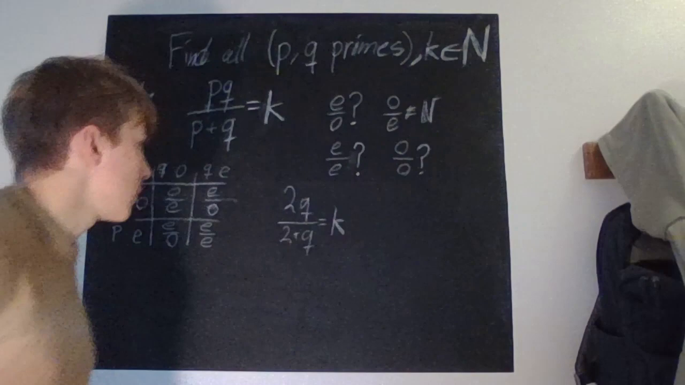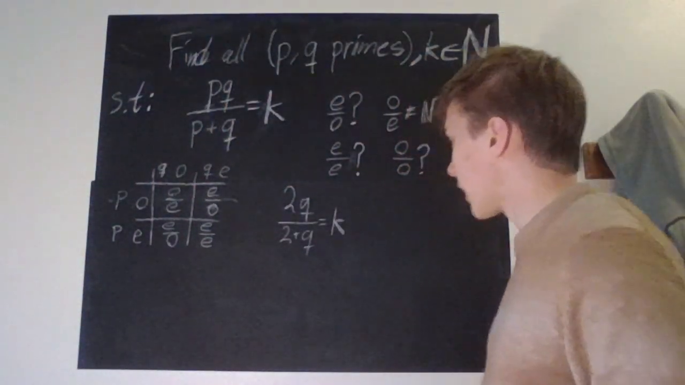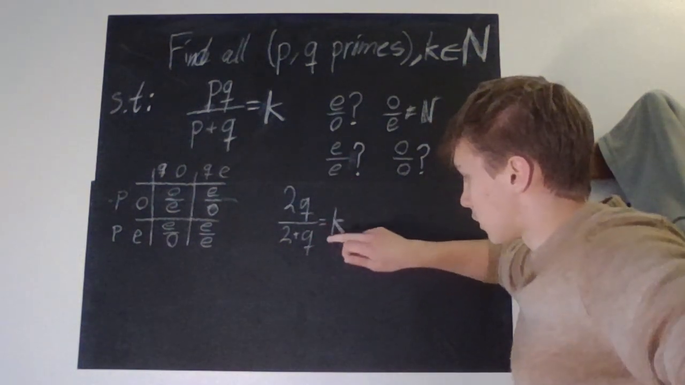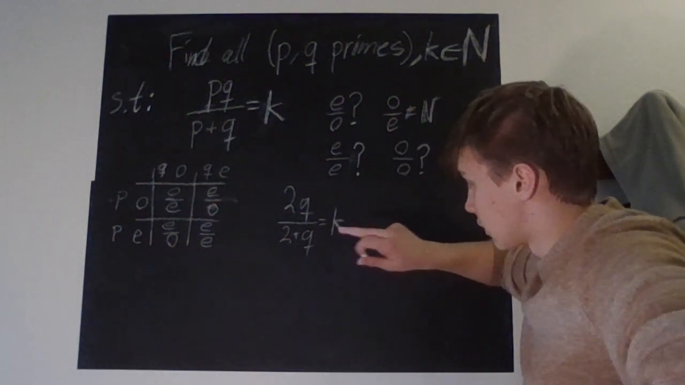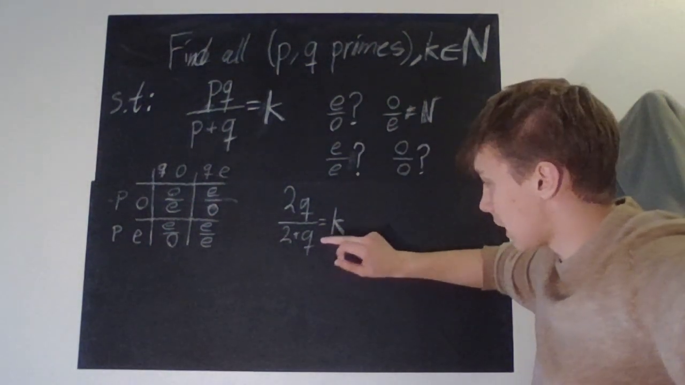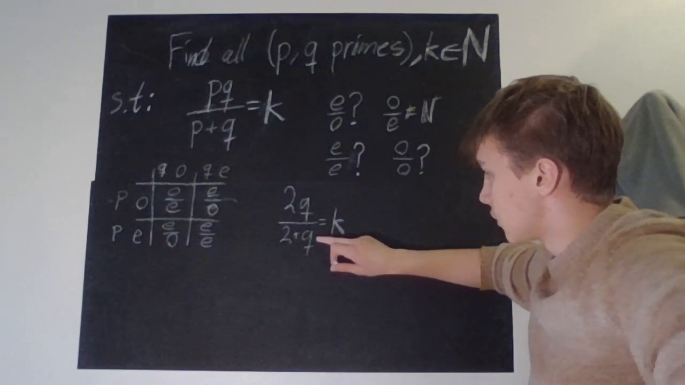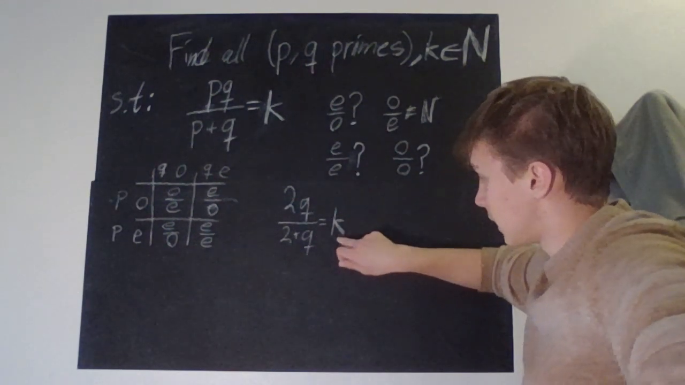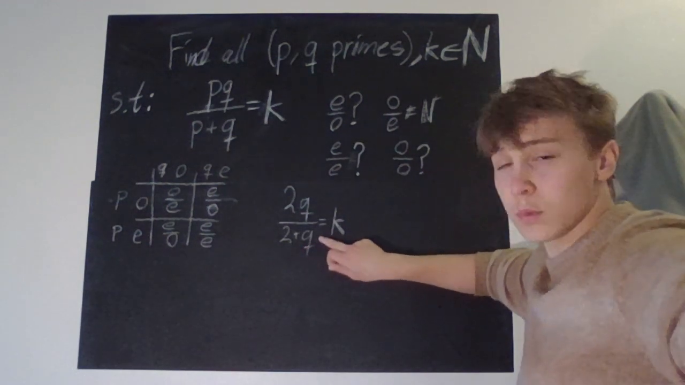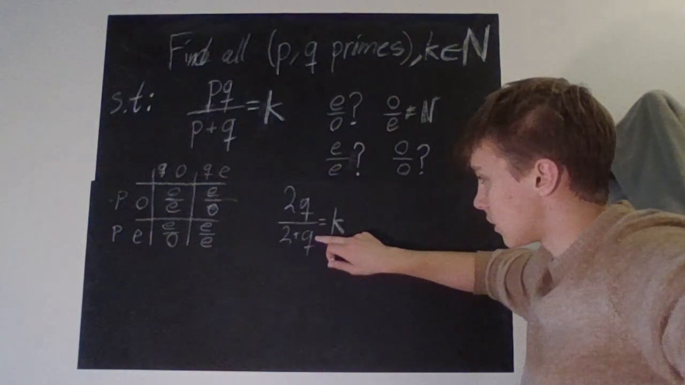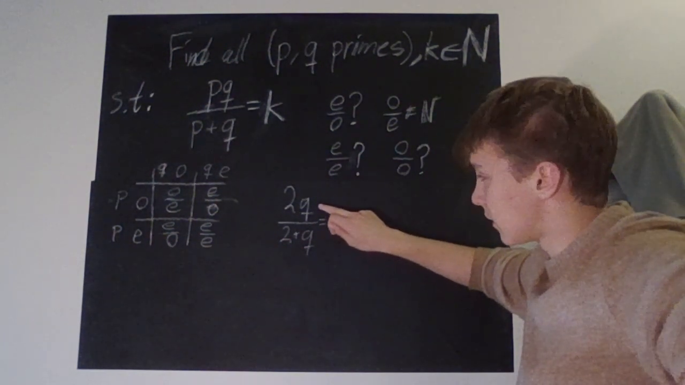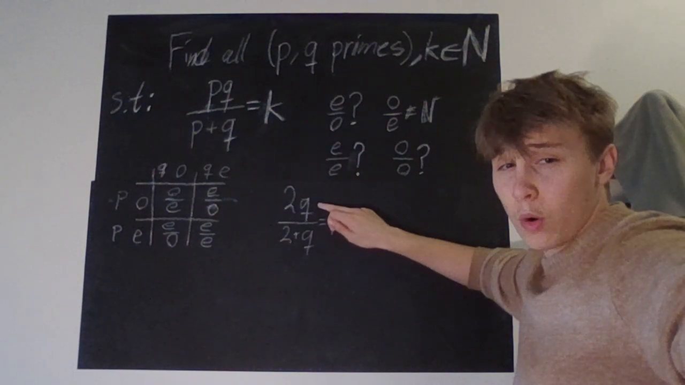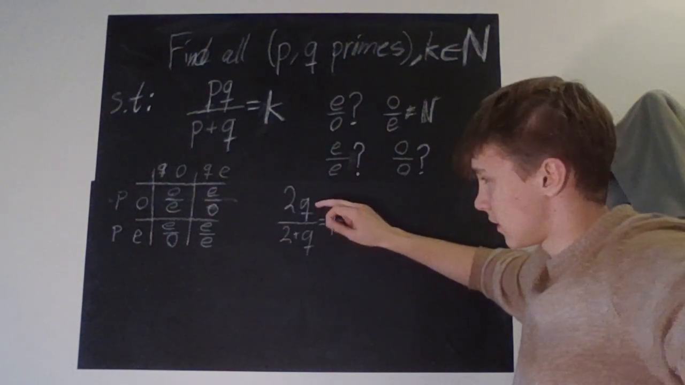Okay, so now we have to think about prime factors. So 2q over 2 plus q is supposed to be k. Because we know that q is a prime number, q can only be written as 1 times q. And so we know that for this to be an integer, 2 plus q has to be a factor of 2q.